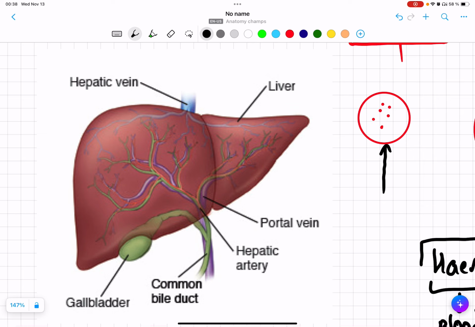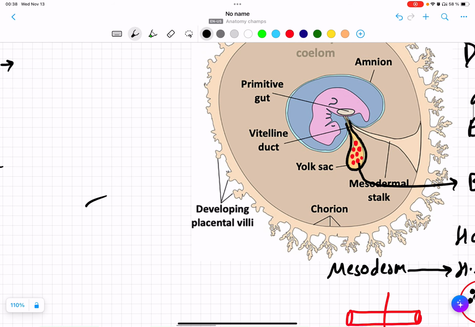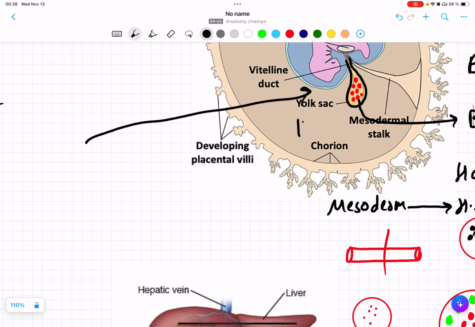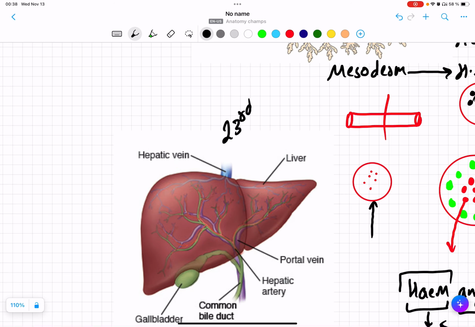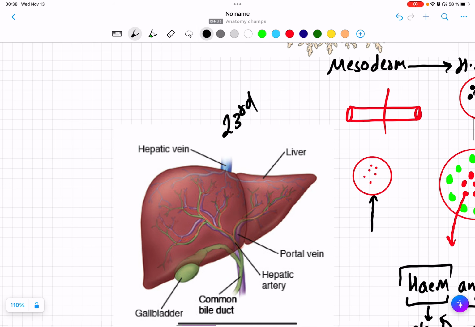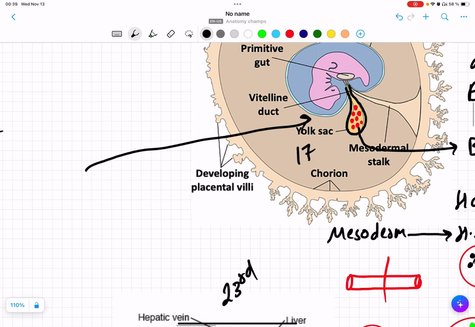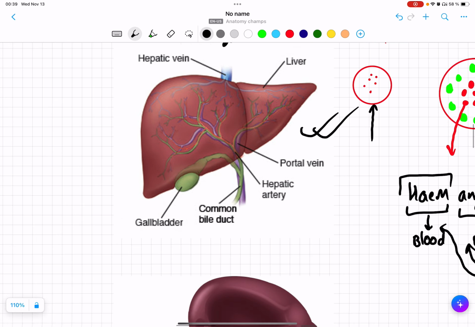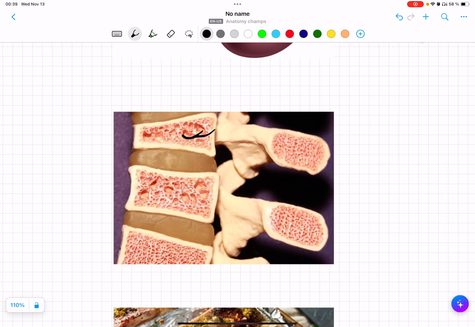This happens just after erythropoiesis in the yolk sac. It was on the 17th day, and this will begin on the 23rd day. So if someone asks you the place where erythropoiesis occurs in the adult, you can say bone marrow, but during embryonic development, not just our bone marrow but also the yolk sac, our liver, and our spleen, bone marrow of course.